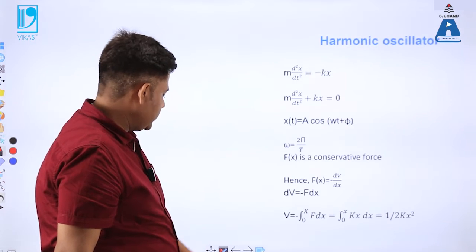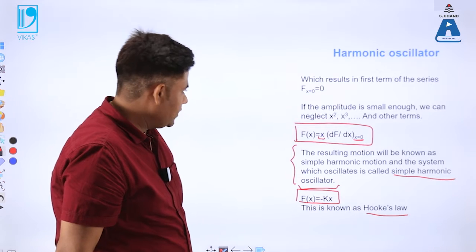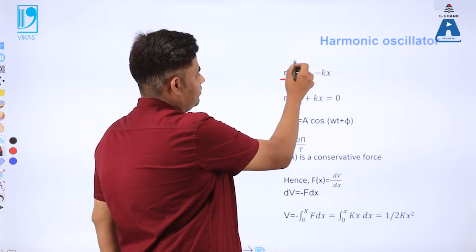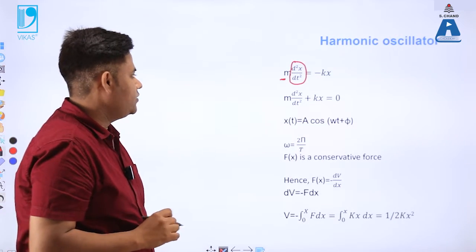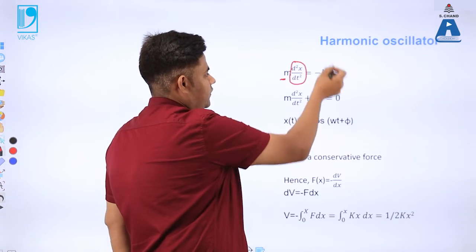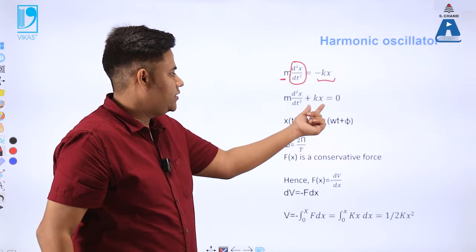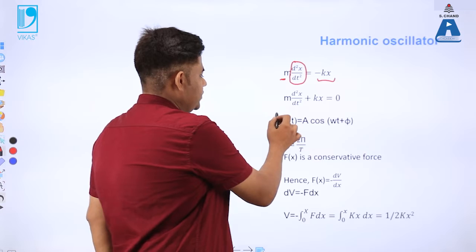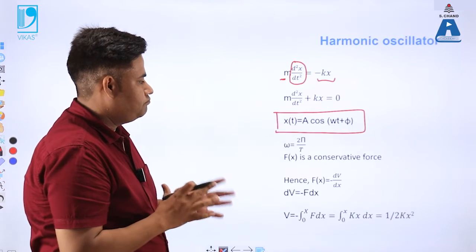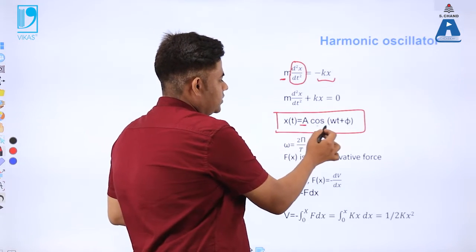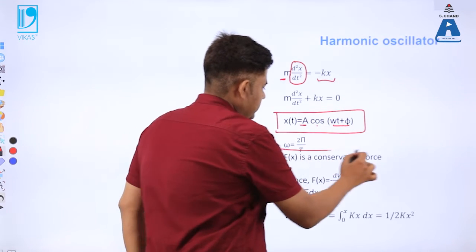So what I can do is substitute this force as minus kx. That means force I know, which is mass m into the acceleration, and acceleration is the double derivative of the position, which is d2x by dt square, and that would be minus kx. So if I take this minus kx towards the left, I will get the expression m d2x by dt square plus kx equal to 0. Here the position of this particular particle is a cos(omega t plus phi), where omega is 2 pi by T, and F(x) is termed the conservative force.